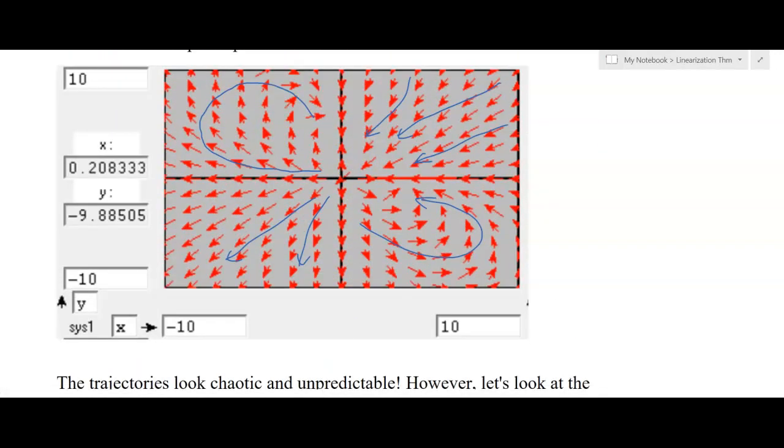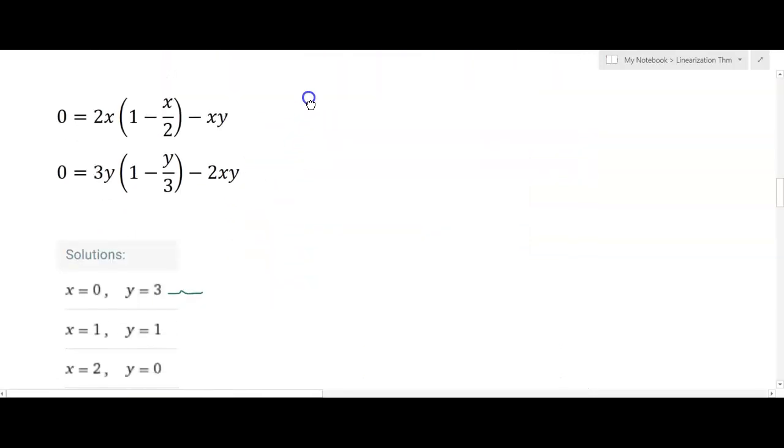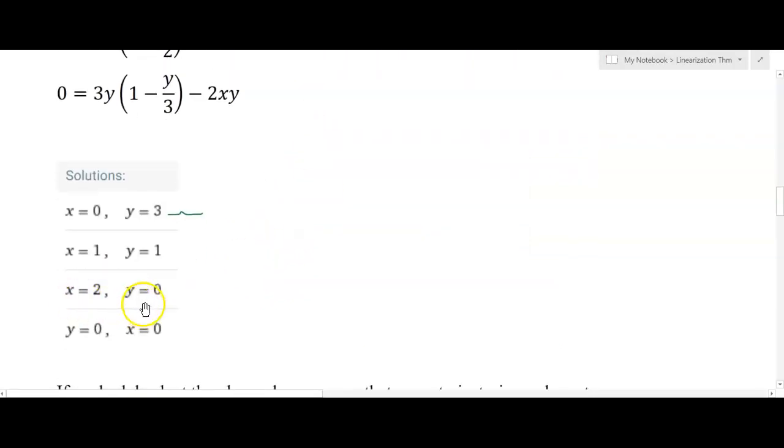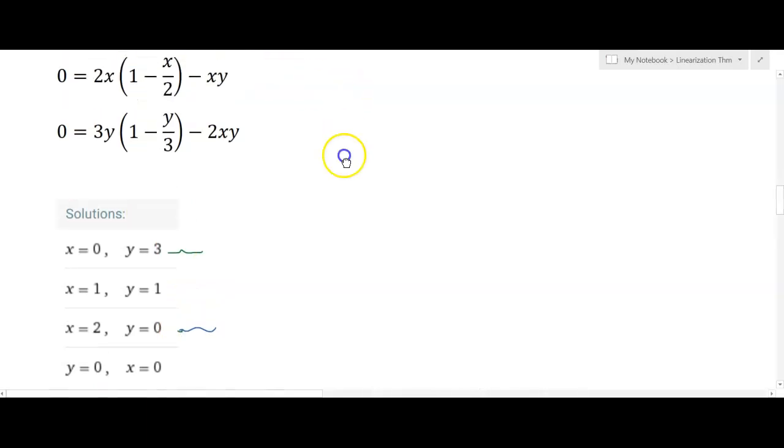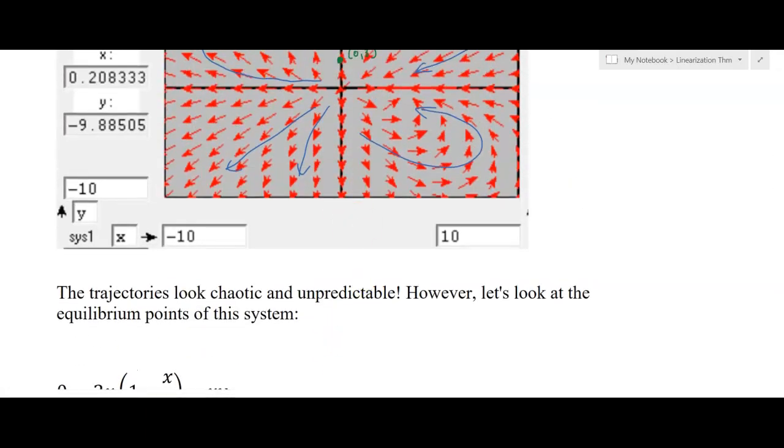So 0, 3 was like this guy right around here. That point 0, 3 is where some of the solutions were going. And for this other one, 2, 0, it also looked like some of the solutions were going to that point, 2, 0. And 2, 0 was this point right over here somewhere, right about there.